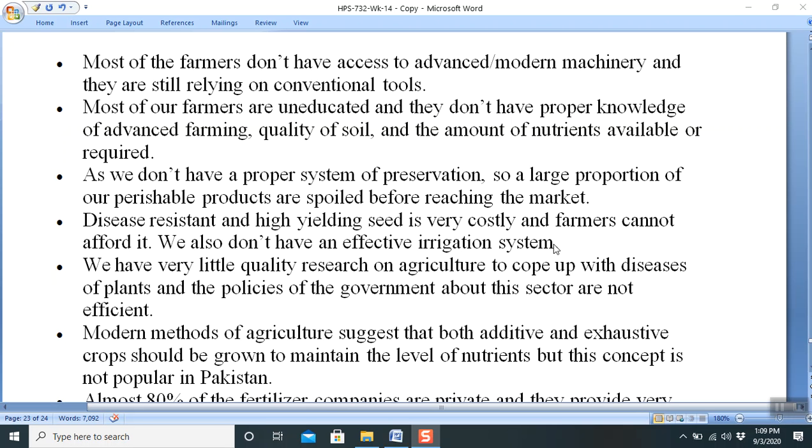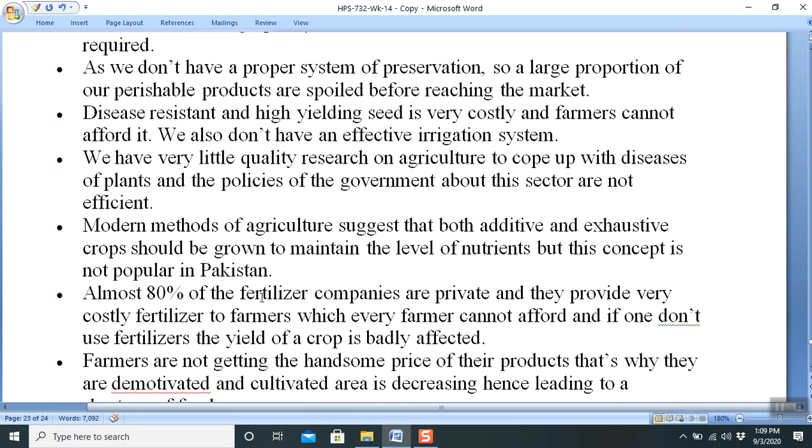And next is, we also don't have an effective irrigation system. Yes, the irrigation system other than Punjab is not effective, and hardly any government has focused on this very area; rather they are focusing on other rural and urban infrastructure development like building roads and metros and other things, but hardly there is any plan. We have very little quality research on agriculture to cope with the diseases of plants, and policies of the government about the sector are not efficient.